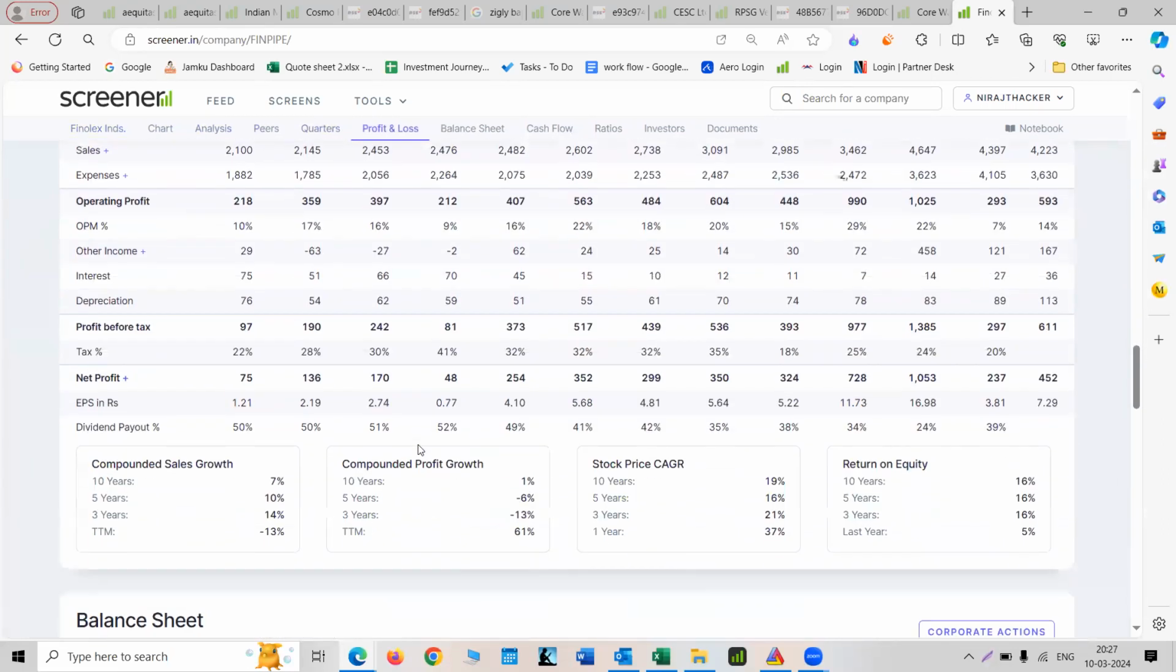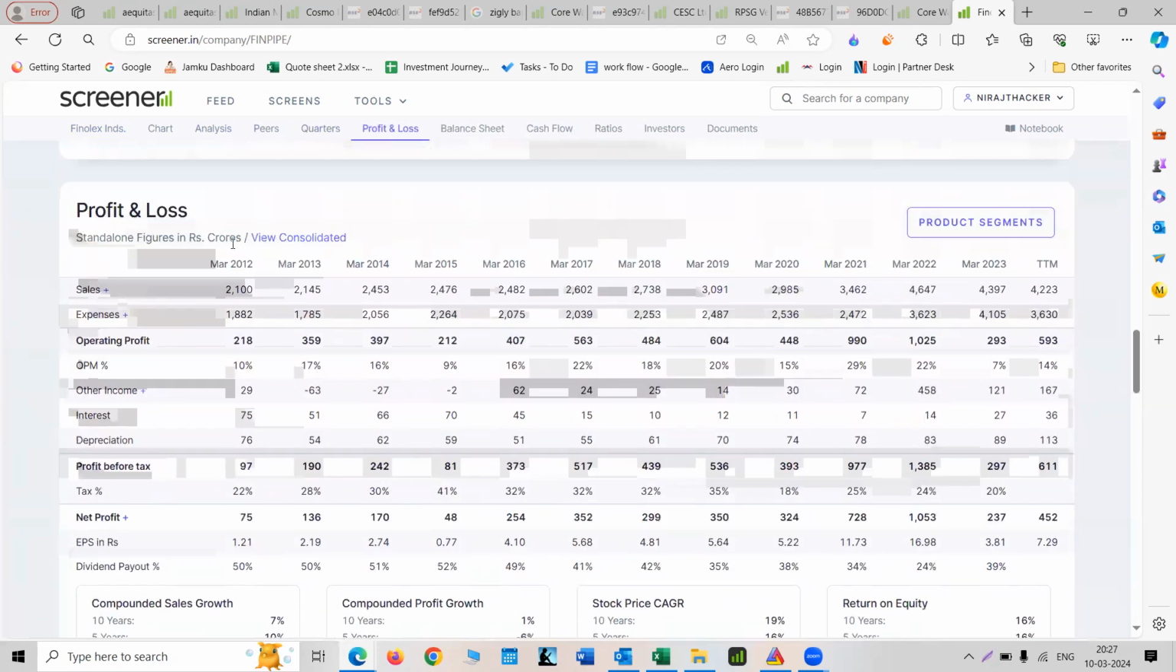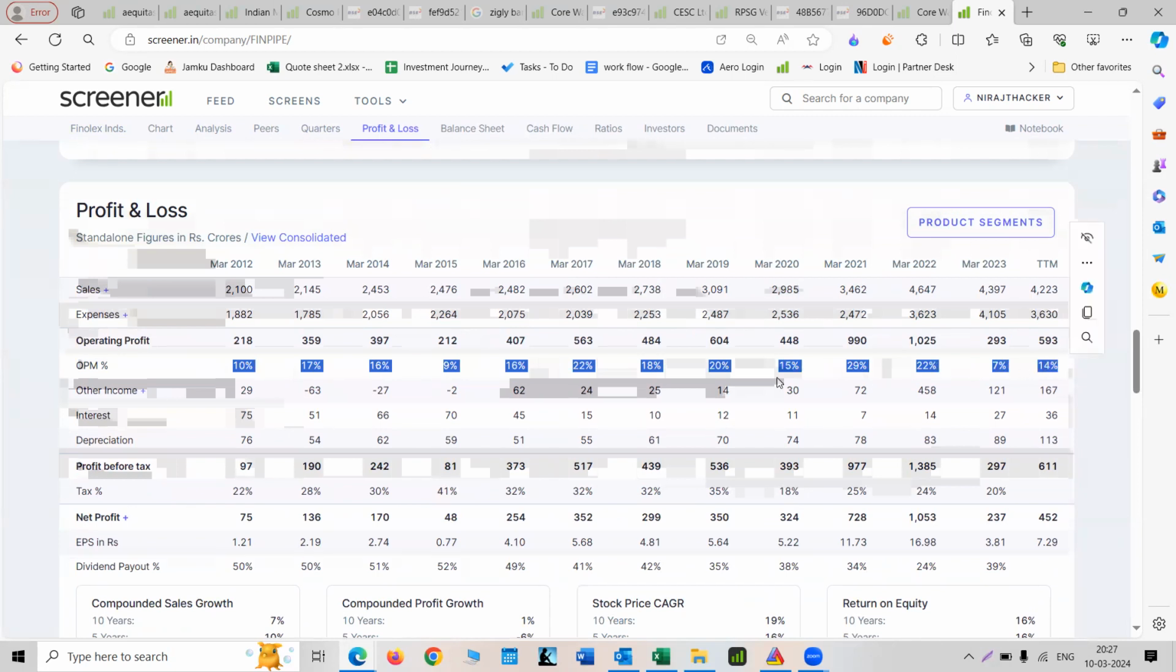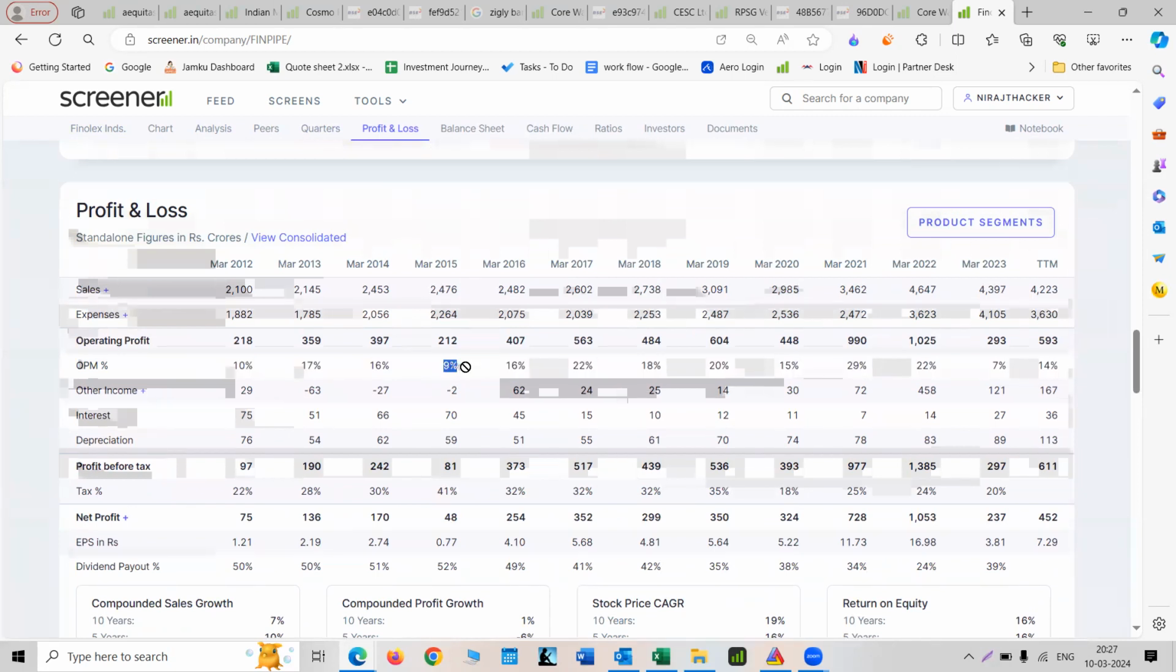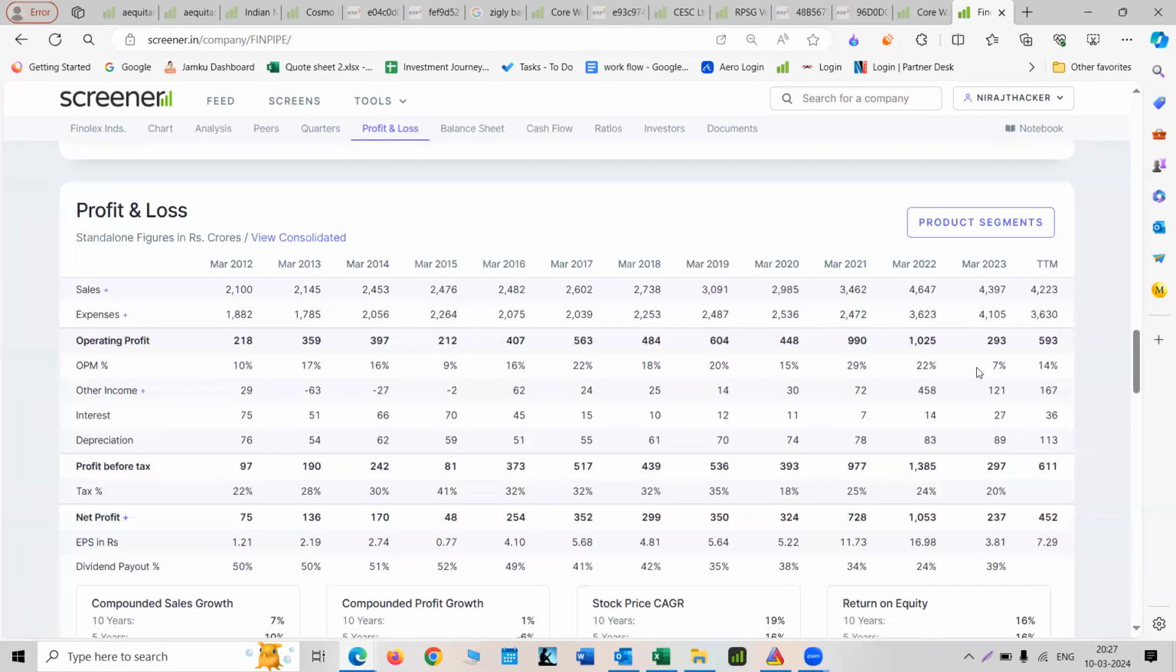Phenolics, what was the margin? So we are going to go yearly, okay? 2012 to 2023. What is the margin? 2012, 10%. What is the lowest in the last 10 years? 9%, I guess. 2015, 7%. In fact, 7% now currently. Correct. So you are sure somewhere around 7 to 9% is a good time to start accumulating. Yes or no? Correct. Yes.